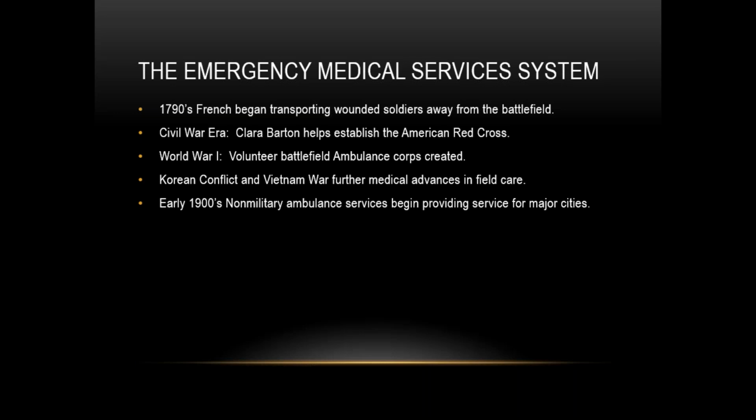So within the early 1900s, this is where we first started to see non-military ambulance services providing service, and this was specific to major metropolitan areas. It didn't really correlate to the rural areas at this time. Now, the capabilities of these individuals are simply show up to a sick or injured person, put them in the back of either a horse-drawn carriage or later on a motorized vehicle, and then transport them to the hospital or an awaiting doctor.